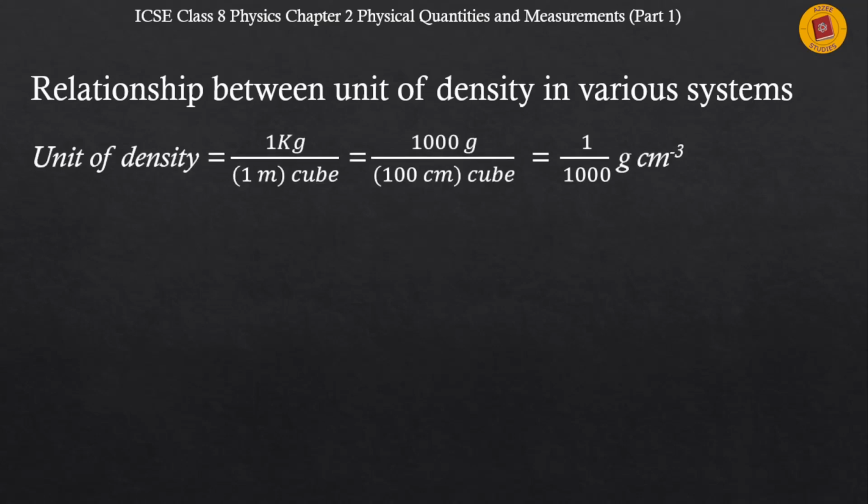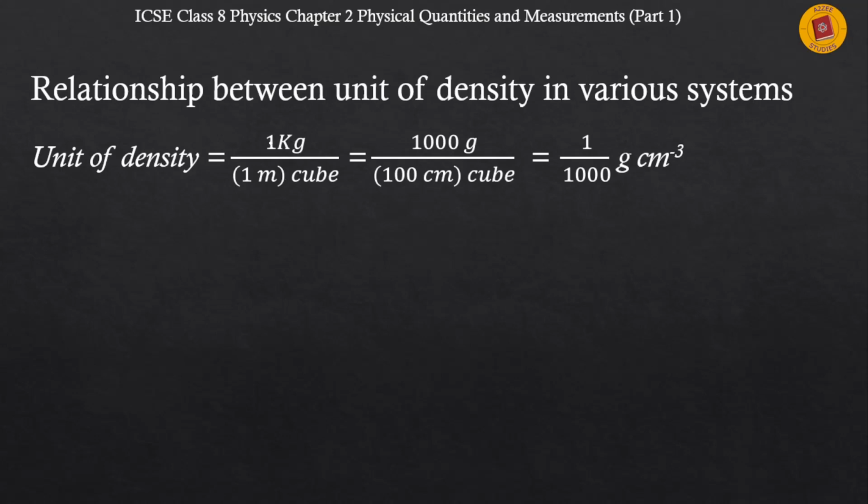So let's move on to the next slide. Relationship between unit of density in various systems. There might be some questions in which the density is given in kg per meter cube, and you have to convert it into grams per centimeter cube or vice versa. The thing is very easy.